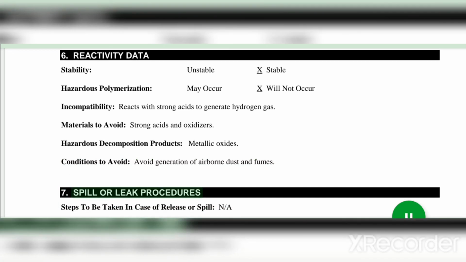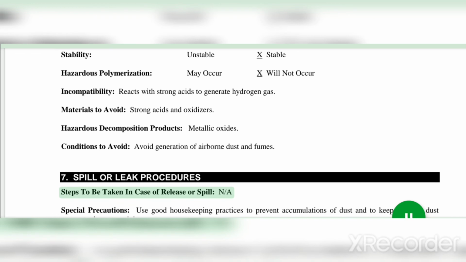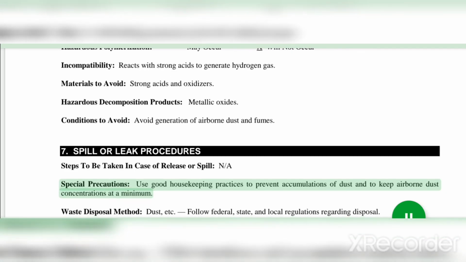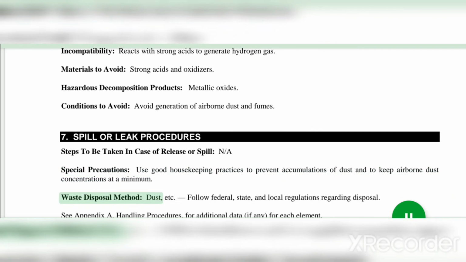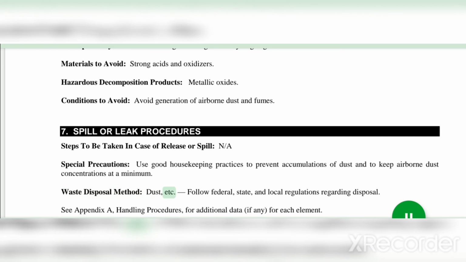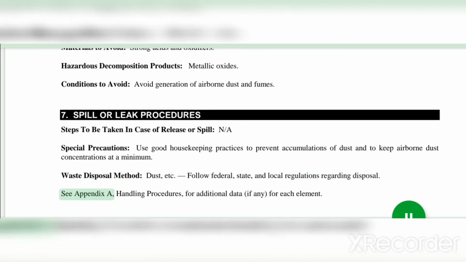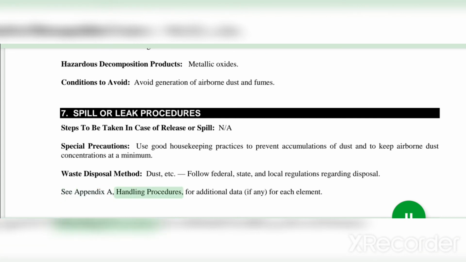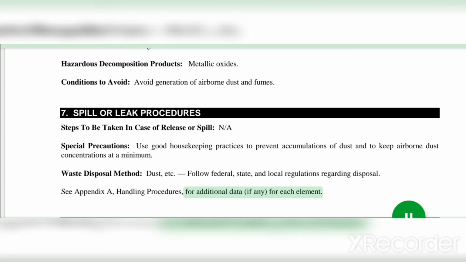7. Spill or leak procedures. Steps to be taken in case of release or spill: N/A. Special precautions: use good housekeeping practices to prevent accumulations of dust and to keep airborne dust concentrations at a minimum. Waste disposal method: dust, etc. Follow federal, state, and local regulations regarding disposal. See Appendix A, Handling procedures, for additional data, if any, for each element.